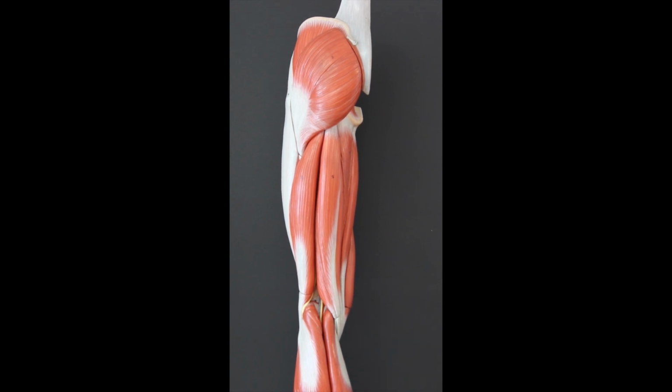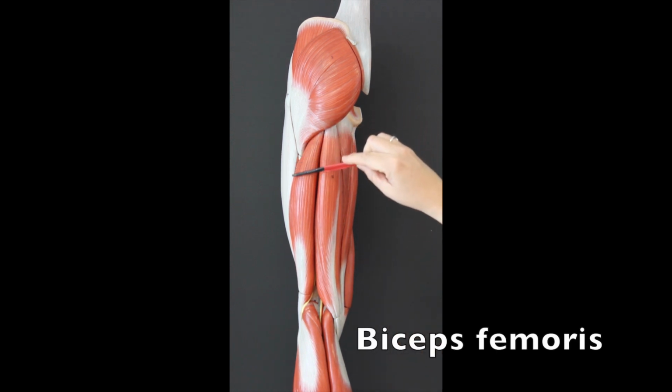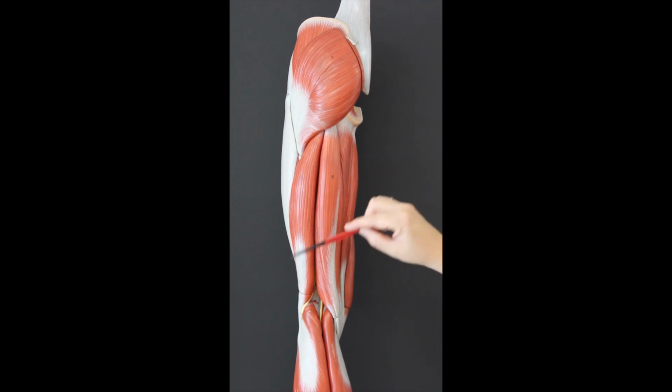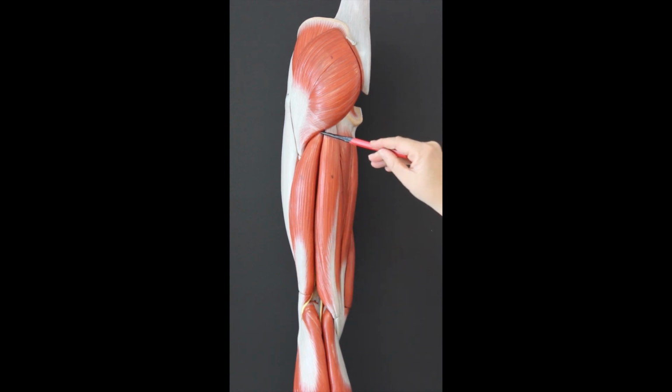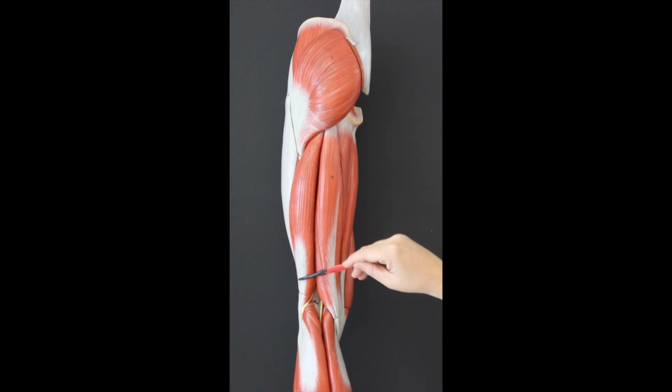Like the biceps brachii in the arm, the biceps femoris muscle has 2 heads, a long head and a short head. It is the most lateral of the muscles in the posterior thigh. The common tendon of the 2 heads can be felt laterally at the posterior knee. The long head originates from the ischial tuberosity of the pelvis, and the short head originates from the linea aspera on the posterior surface of the femur. Together, the heads form a tendon, which inserts onto the head of the fibula.